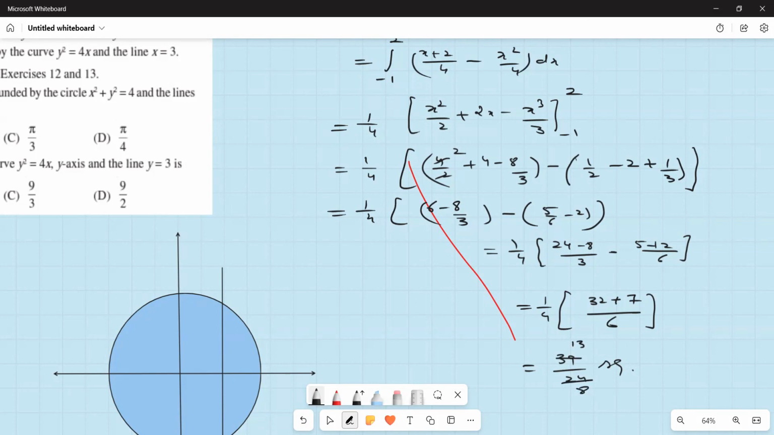I think we have done something wrong. Oh, sorry, 6 threes are 18. So this is 18 minus 8 is 10, 10 twos are 20, so this is 20 plus 7. So that is 27 by 24. So this is 3 nines are 27, 3 eights are 24, so 9 by 8 square units. 6 threes are 18, that is the mistake I had done.